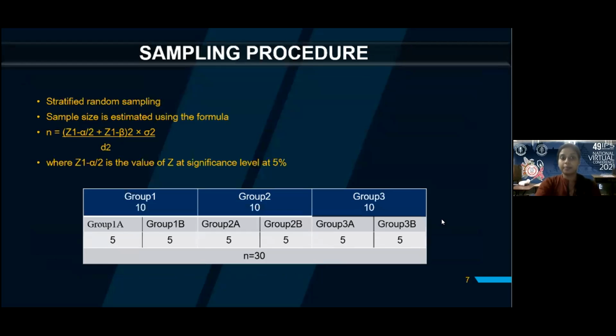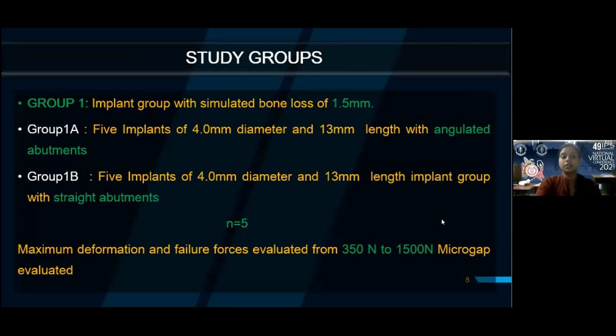We did a sampling procedure with stratified random sampling, and this included a total of 30 implants. The groups were divided into 3, and each was subdivided into 2, that is group 1A, 1B, 2A, 2B, and 3A, 3B respectively. Group 1 was the implant group with a simulated bone loss of 1.5 mm. It was subdivided into group 1A and 1B, where 1A included the implant group with angulated abutments and 1B the implant group with straight abutments.